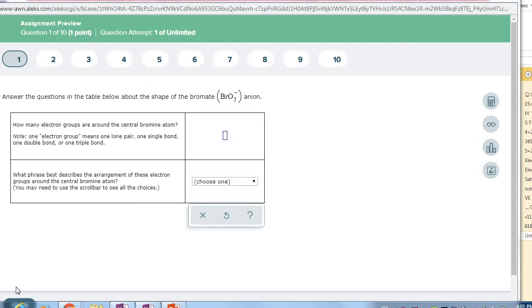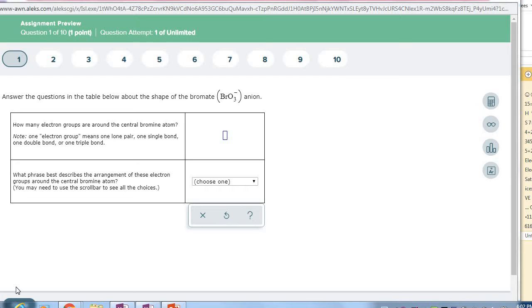Okay, here is a question about electron group geometry. Alright, so again, electron group is going to be slightly different than the actual molecular geometry. We're just concerned about electron groups here. So electron groups would be anything that has a lone pair and anything that has a bond with it.